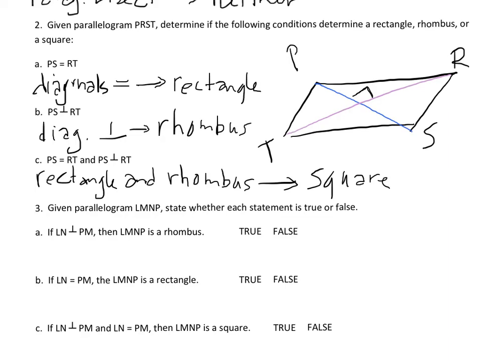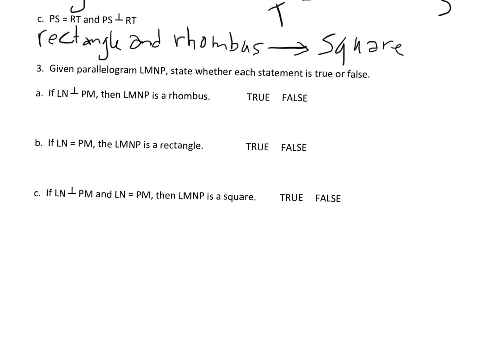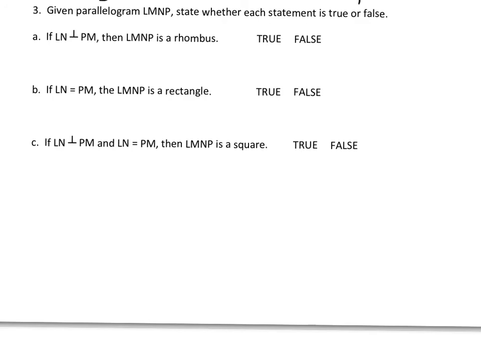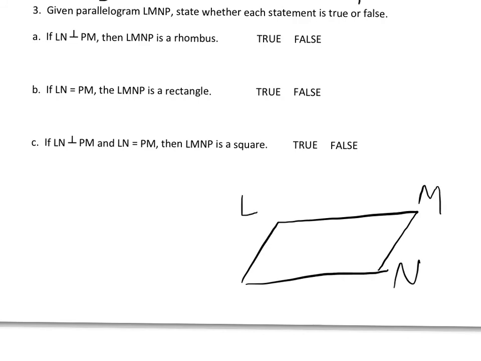And our last examples here are just a little different way to ask the same questions. So once more, I'm going to draw my parallelogram: L, M, N, P. And these will look very familiar. It's just a different way of asking the questions. So it's saying that if LN, that diagonal, is perpendicular to MP, then LMNP is a rhombus, which we know, because if the diagonals are perpendicular, then we have a rhombus. We did that earlier, so that's true.